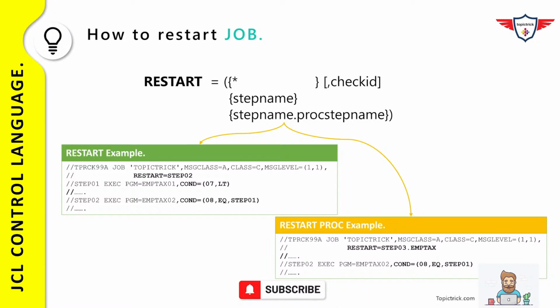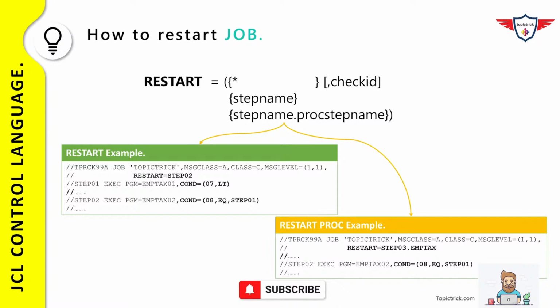restarted from step 2. In the second example, the JCL is using a catalog procedure, and in this case the step from where I want to restart my job is in the catalog procedure. So what I've done is I've used the restart keyword followed by an equal sign. After that the step name, that is step 03.emp text, which is actually the procstepname. And after including all these details, you simply need to resubmit your job so that you can restart your job from a specific point.